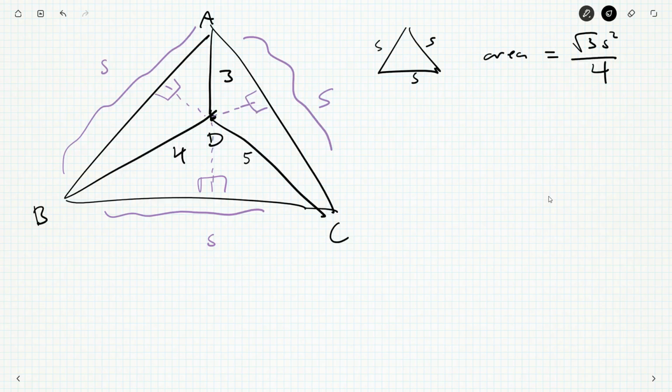But now we've changed the problem. We can either find the area, or we could just find this length S. Now, how can we do either of those?